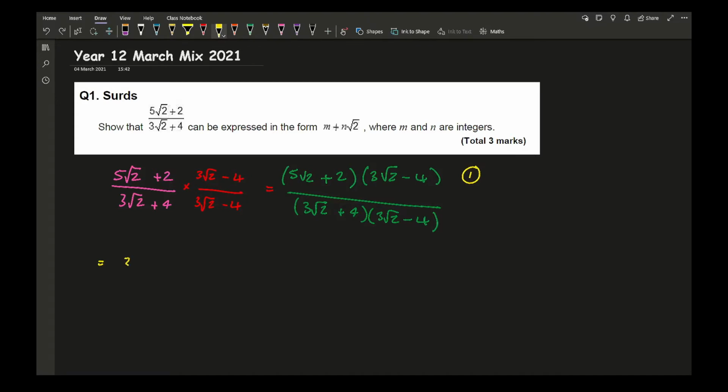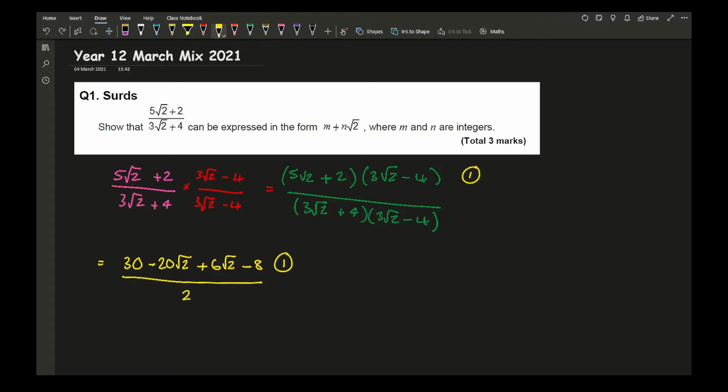So here, looking at the numerator, I got 30 minus 20 root 2 plus 6 root 2 minus 8, all over, that's going to be 2. Again, because looking at the simplifications, that will get me 1 mark for expanding and simplifying.